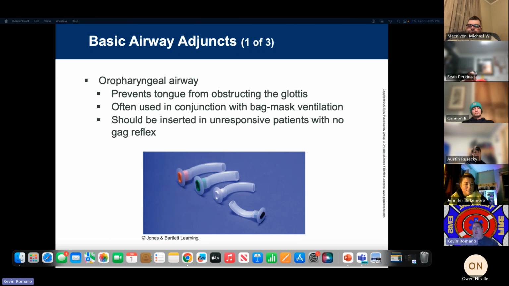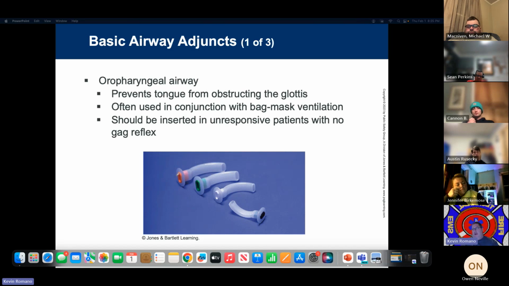All right, oropharyngeal airways, these are called OPAs. You measure them from the corner of the jaw to where? So here to here, right? Here to here for NPAs. OPAs are from the jaw to the corner of the mouth, right?